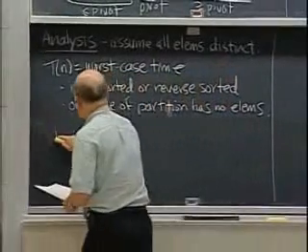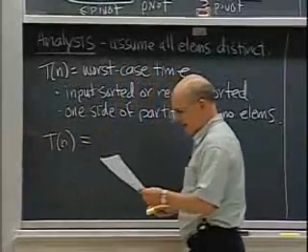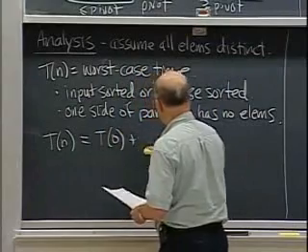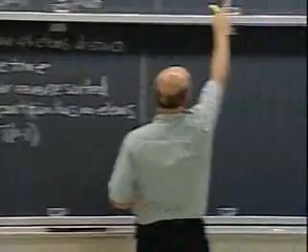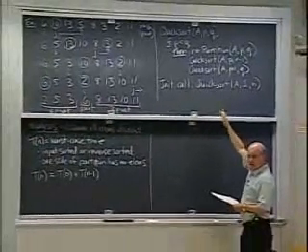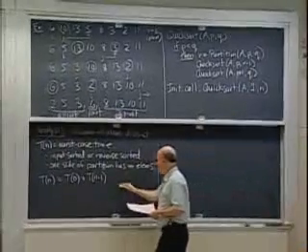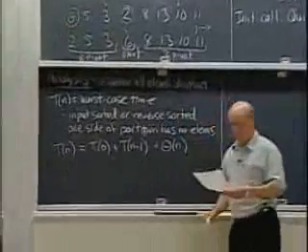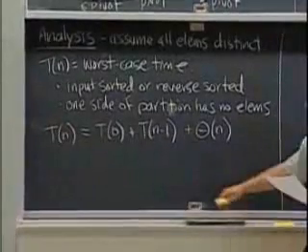So then we can write out what the recursion is for that. If one side has no elements, we're going to have T of 0 on that side, and on the other side we're going to have T of n minus 1. So we're just writing out the recursion for this. One side has no elements, the other side has n minus 1 elements, and then the partitioning and all the bookkeeping and so forth is order n. So what is T of 0?